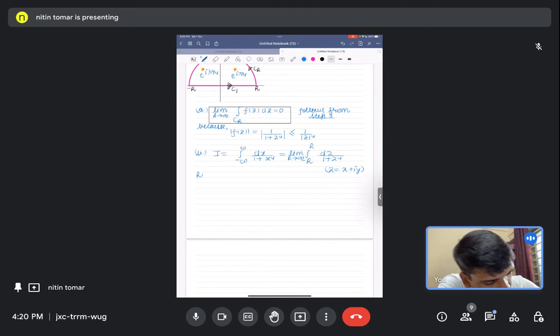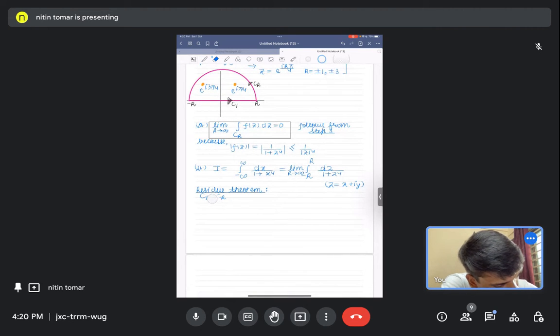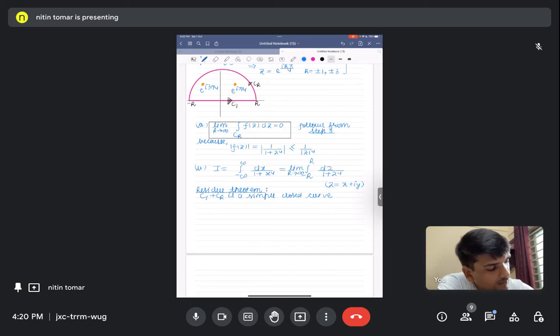Now comes the residue theorem into the picture. So see, C1 plus CR, this is a simple closed curve, right? C1 union CR means this. This is a semicircle, and a semicircle is a simple closed curve, right? And f is a meromorphic function. So what does the residue theorem tell you?